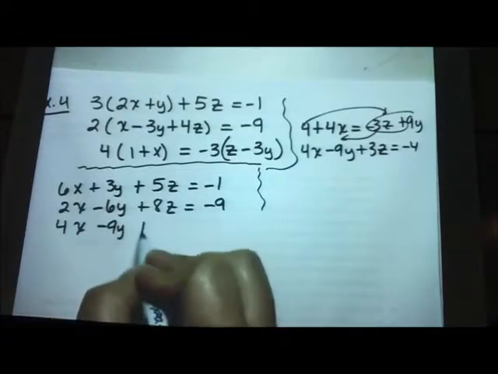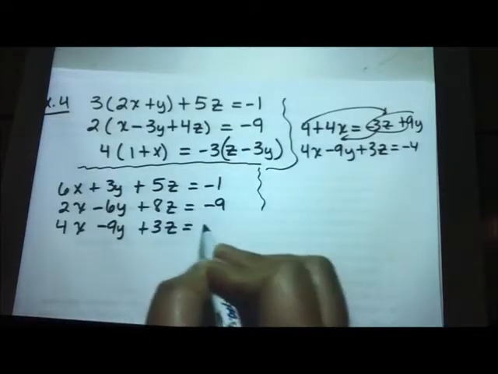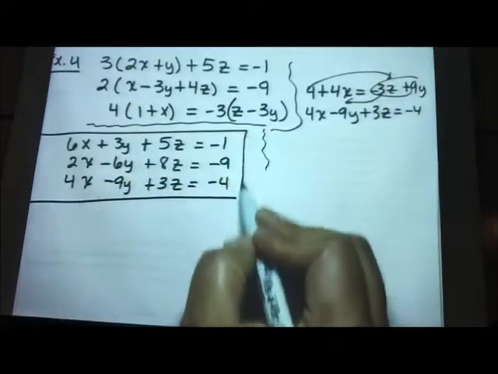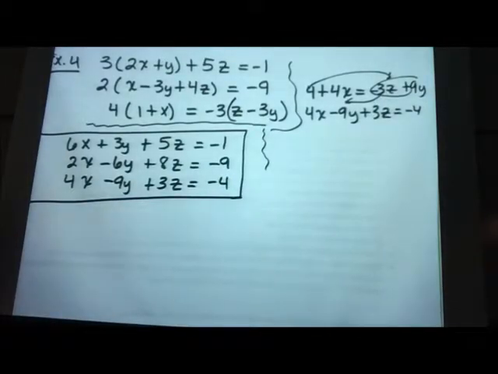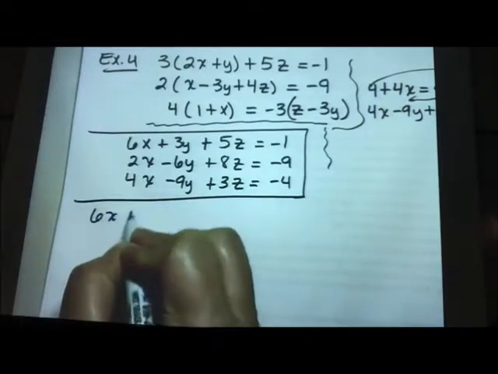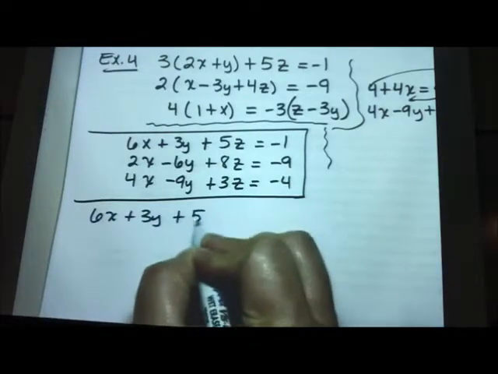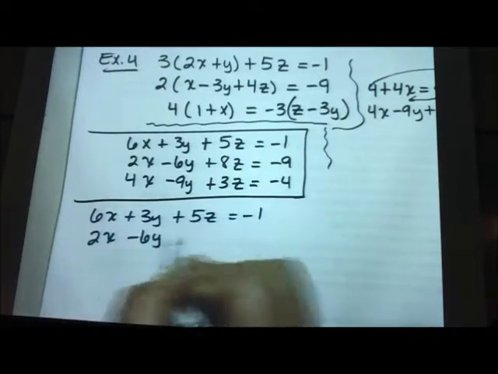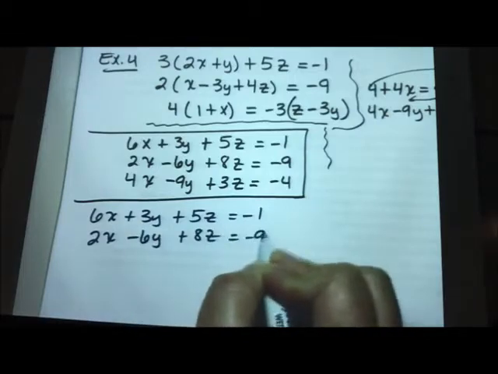So I'm going to rewrite it right here. So these are my 3 equations. And now I do exactly what we've been doing. So it just took that little extra work to do that, but then we're going to be okay. So remember, let's take the first 2 equations. So I'm going to take 6x plus 3y equals negative 1. 2x minus 6y plus 8z equals negative 9.